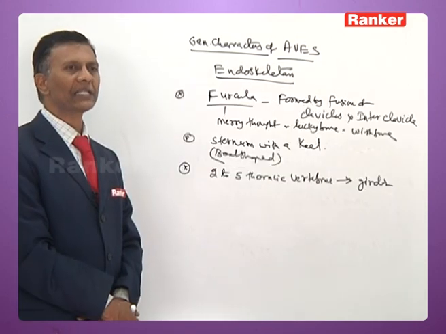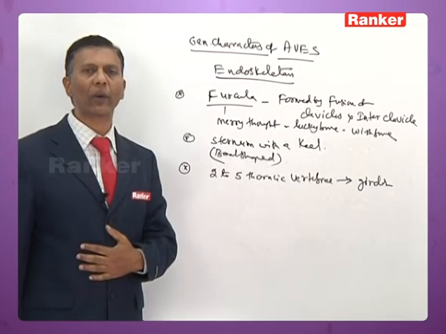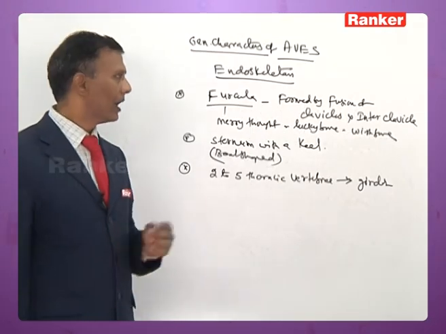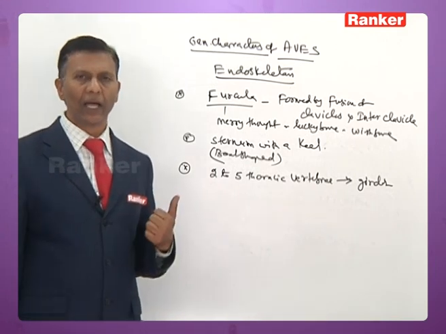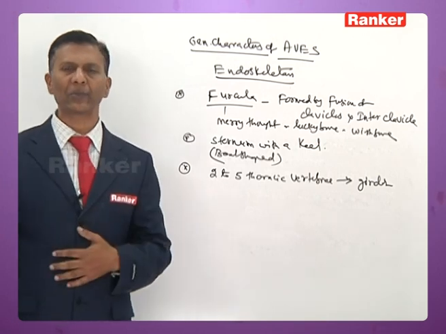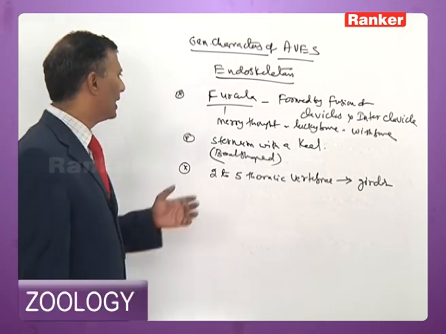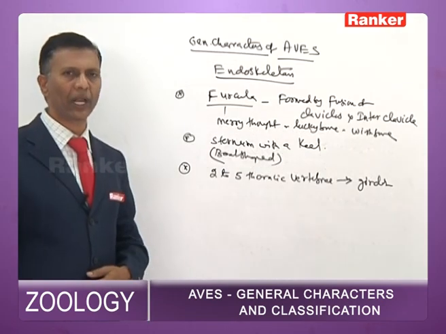The other modifications in the endoskeleton: the presence of the furcula is also one of the unique characters. The furcula is formed by fusion of clavicles and interclavicles. It is a V-shaped structure that lies in the sternal region. It provides a surface for the flight muscles. It is commonly called merry thought, lucky bone or wishbone.